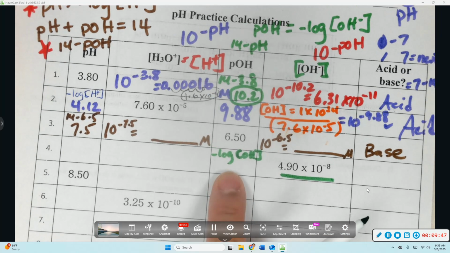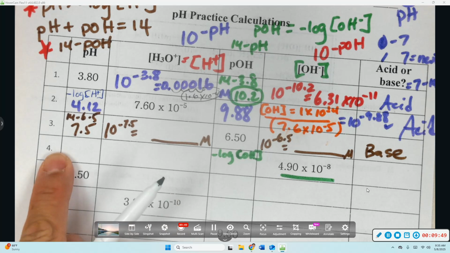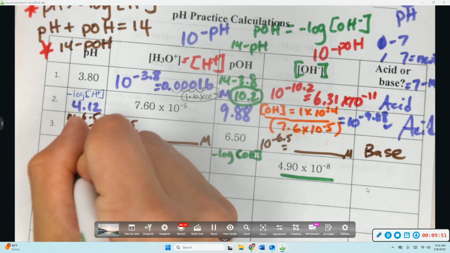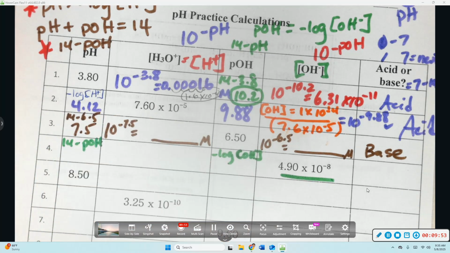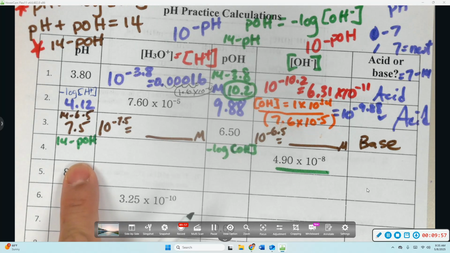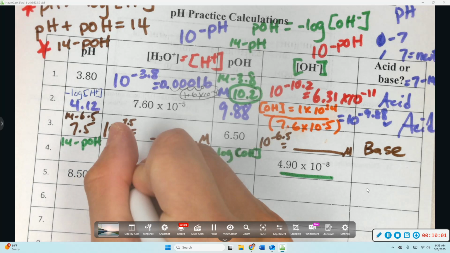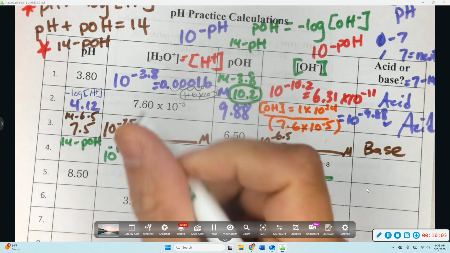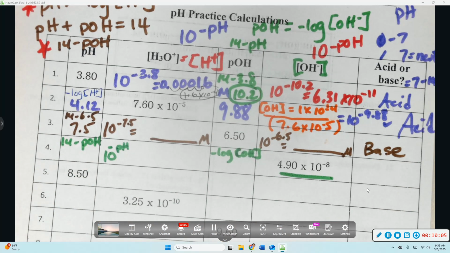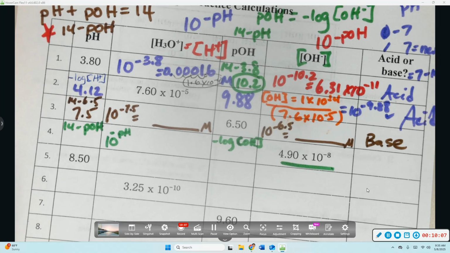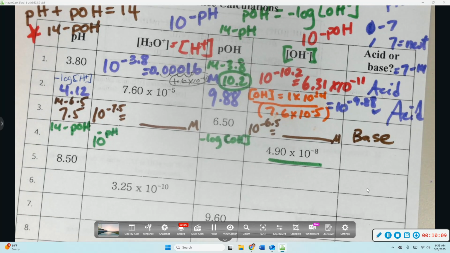And once you get pOH, you can find the pH, right? 14 minus pOH will get you the pH. And then once you find the pH, you can find your H plus, which is 10 raised to the negative pH. Remember the negative signs, guys. The problem with this is a lot of times people forget to put the negative signs. Okay.